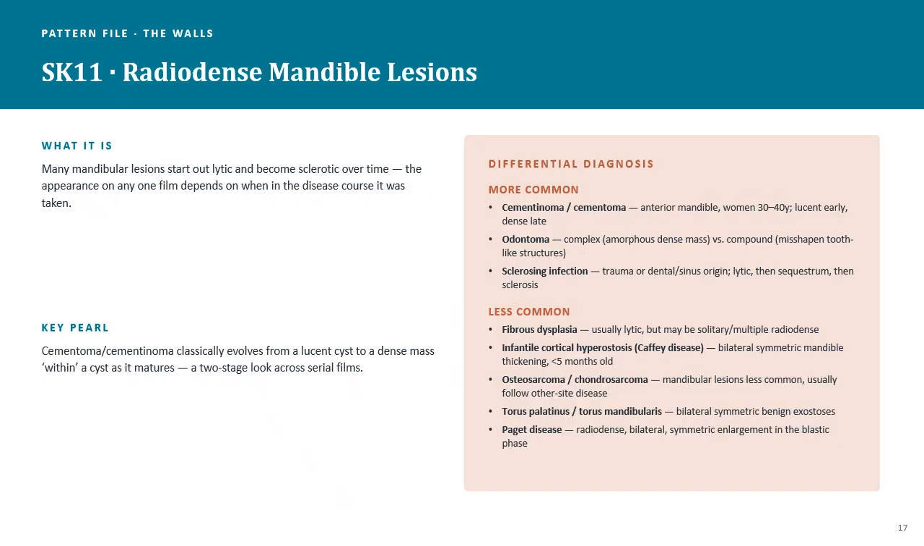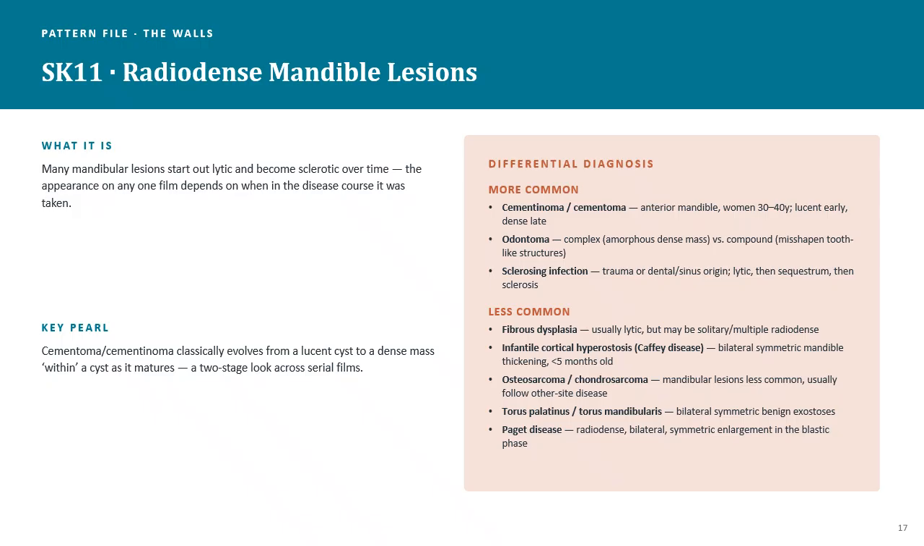The last skull pattern is related to radiodense lesions of the mandible. So when we're looking at it on an X-ray, the area appears wider and more dense than the surrounding bone on the X-ray. With this lesion, it is typical that they may change in appearance over time.